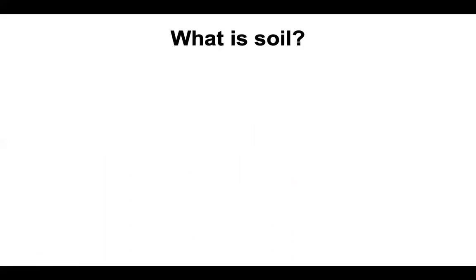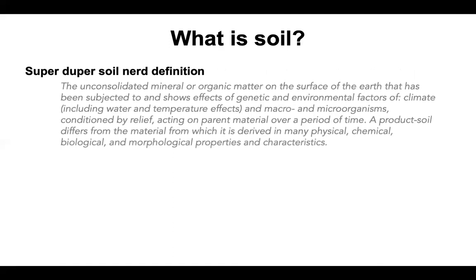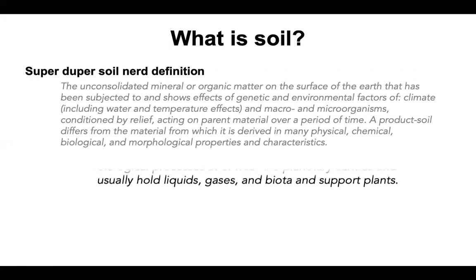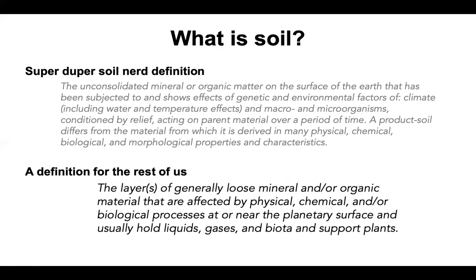Now, of course, there are always many definitions for something, and there is the super long technical version that I am going to spare you from. I don't find it super useful personally because it doesn't seem like a good working definition. So the one that I like that's a good working definition for us to start with is that soil is the layers of generally loose mineral or organic material that are affected by physical, chemical, or biological processes at or near the planetary surface, and usually hold liquid, gases, and biota, as well as supporting plants.